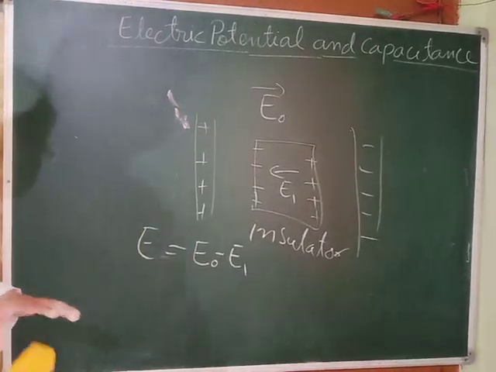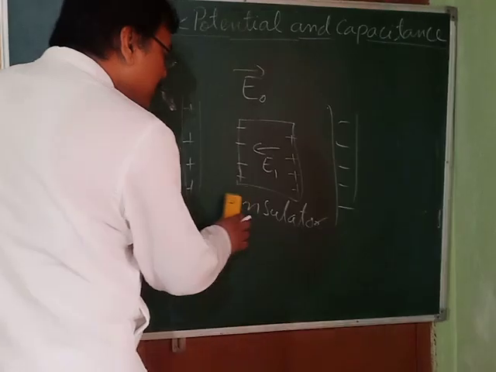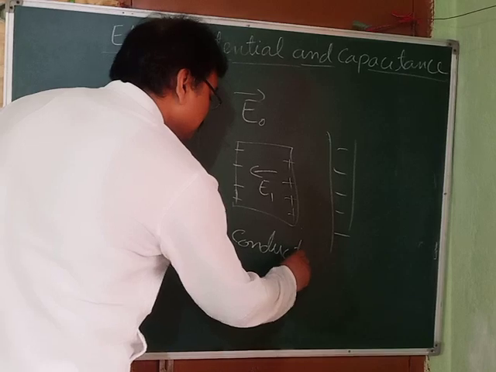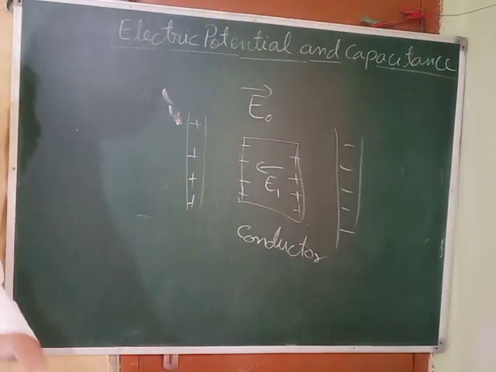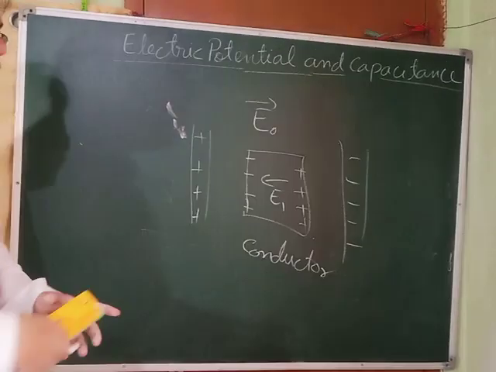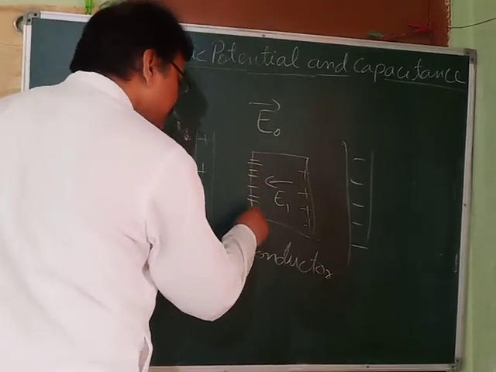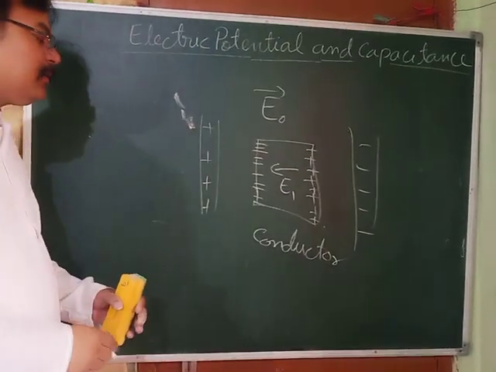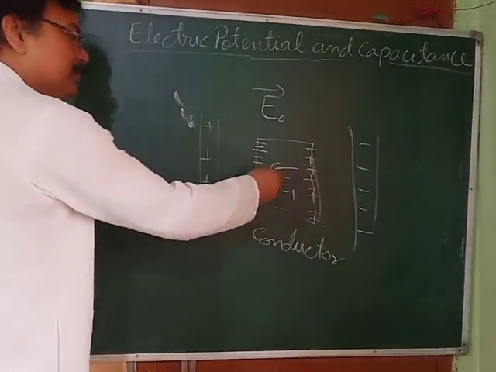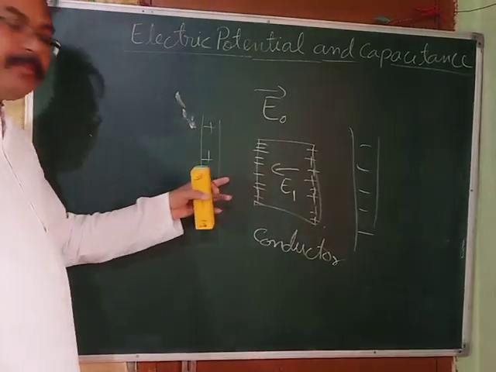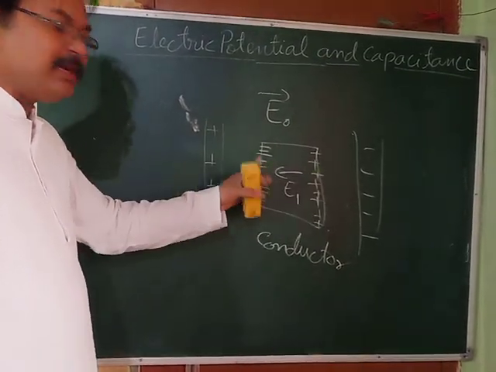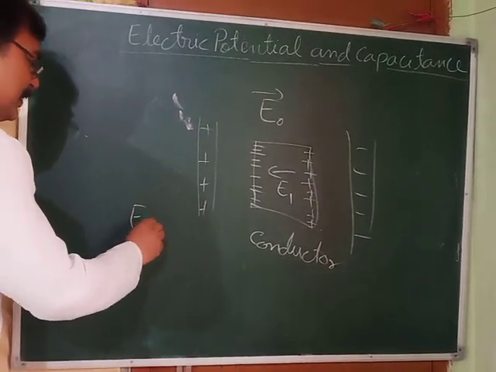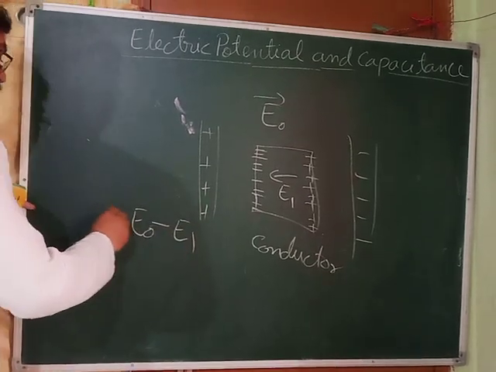Clear? But if instead of this insulator you have a conductor here, then what happens? Do you know? Conductors have lots of free electrons, so you will find lots of negative charges here and lots of positive charges here. Obviously, it will also produce an electric field in this direction, like the insulator, because the electric field is directed from positive charge to negative charge. So what is the net electric field inside the conductor? That is E naught minus E1, and that is E.